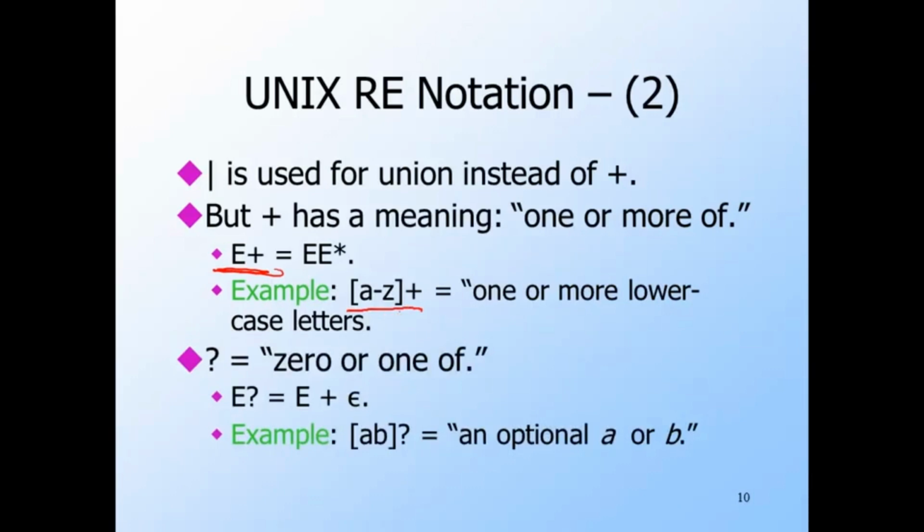The question mark operator is also used like star but means 0 or 1 of. That is, E question mark is shorthand for E plus epsilon. So, for example, A B in brackets with a question mark means an optional A or B. We would write it in our original notation as A plus B plus epsilon.